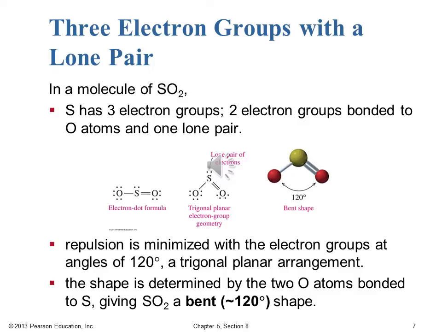Okay, so be aware that molecular geometry and electron domain geometry do not always have to be the same. When you have lone pairs, typically they will be different names. Still trigonal planar arrangement for the 3 electron groups, but now since 2 are bonding groups and one's a lone pair, we have a bent molecular shape.